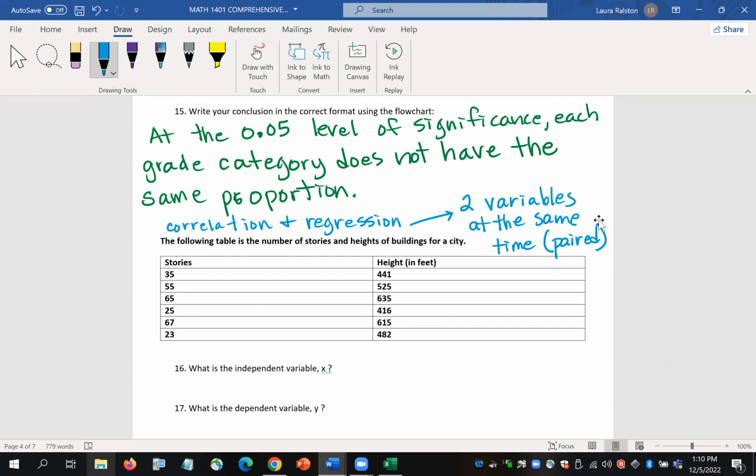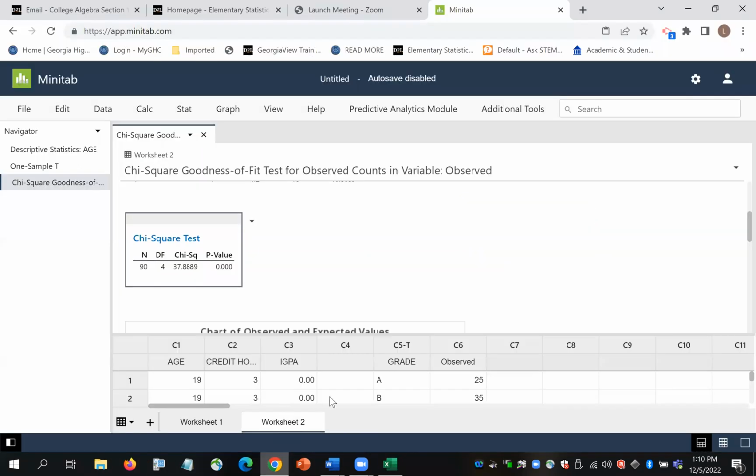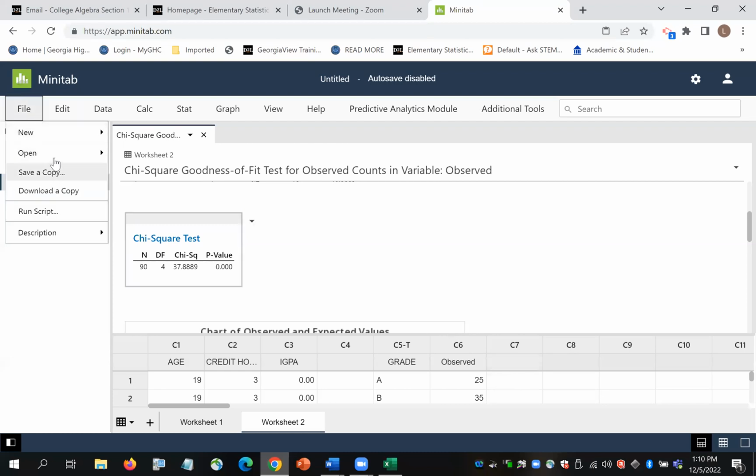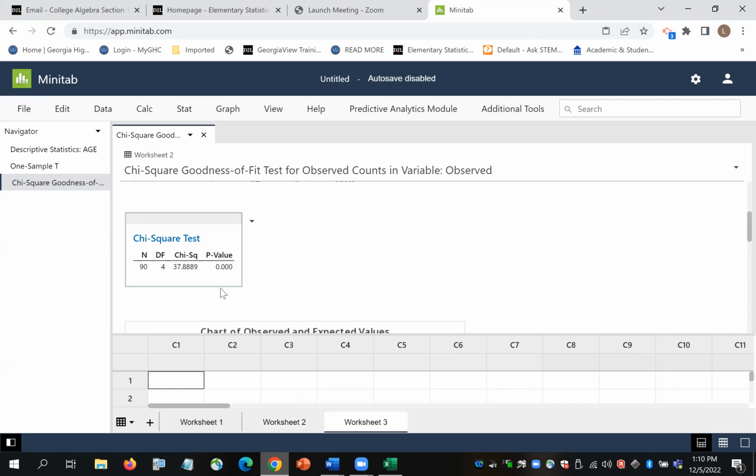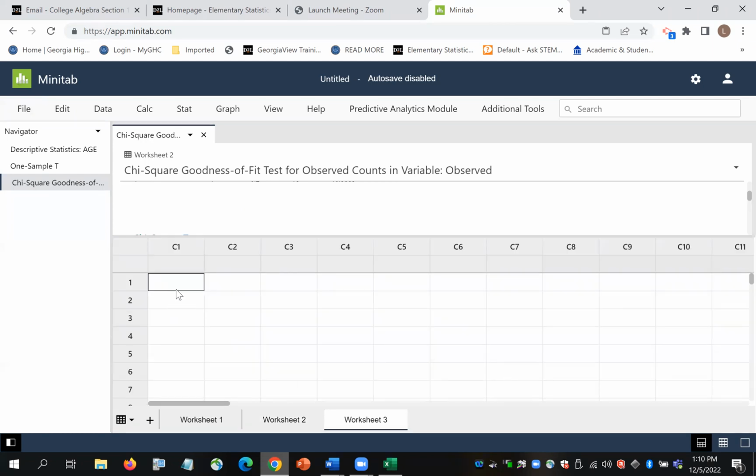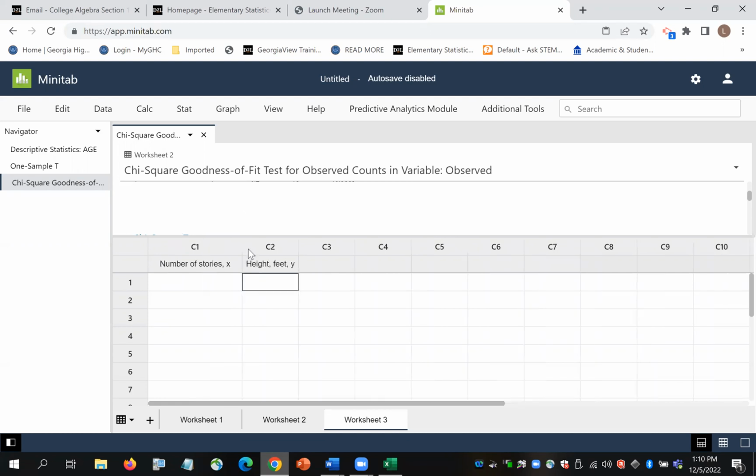I'm writing it down, so hold on. Okay, so again, in this case, I'm going to get a new worksheet, so I have a clean sheet of paper. And I would put in the number of stories, which is X, and the height in feet of the building is Y. Again, remember, typically your left-hand column is your X and the right-hand column is your Y. And you will have to enter the data just like you've done on your homeworks for the test.